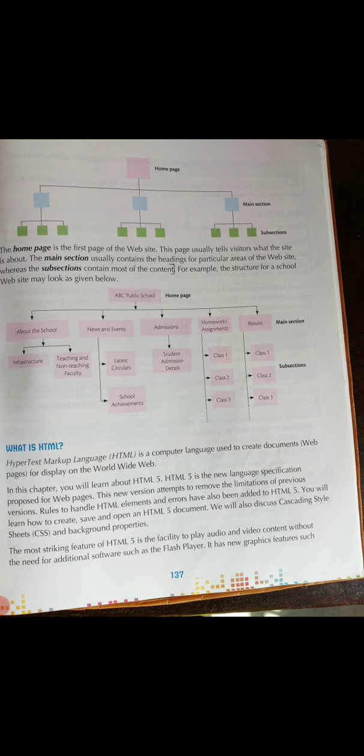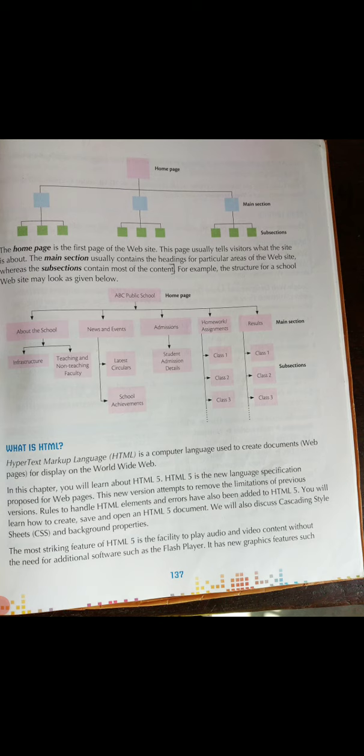Then you see the paragraph on page number 137. In this chapter, you will learn about HTML5. HTML5 is a new language specification proposed for web pages. This new version attempts to remove the limitations of previous versions. Rules to handle HTML elements and errors have also been added to HTML5. You will learn how to create, save, and open an HTML5 document. We will also discuss cascading style sheets, CSS, and background properties.